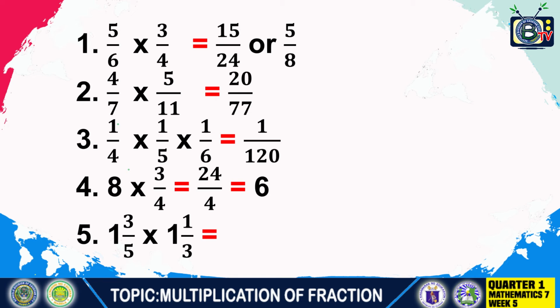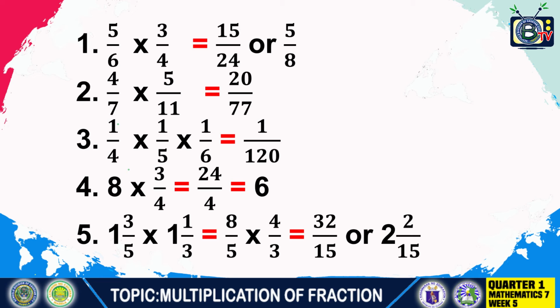Time is up, class. So, what's your answer here? First, rename 1 and 3/5 to an improper fraction. So, 1 times 5 is 5. Add it to the numerator, so that's 8 over 5.